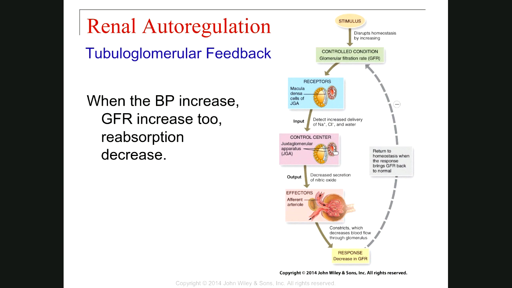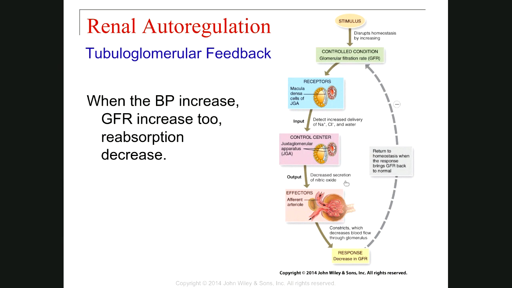and decreased GFR. On the other hand, as the blood pressure falls, filtered fluid flows more slowly along the renal tubule and they have enough time to do reabsorption. So our macula densa cannot detect excess sodium ion, chloride ion, and water, and we don't have any inhibition of secretion of nitric oxide. So the nitric oxide increases. When the level of nitric oxide increases, the afferent arteriole dilates, increasing blood flow into the glomerulus and increasing the GFR.